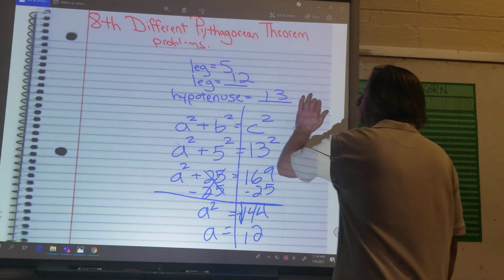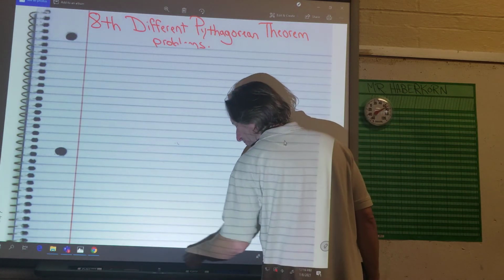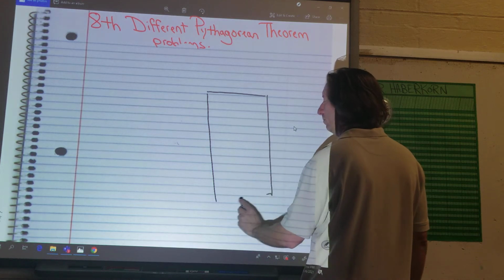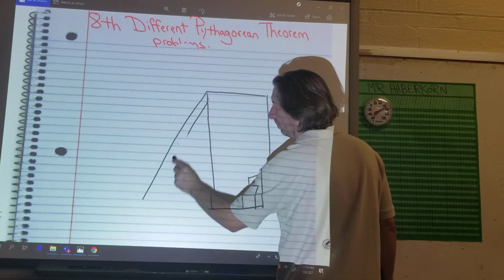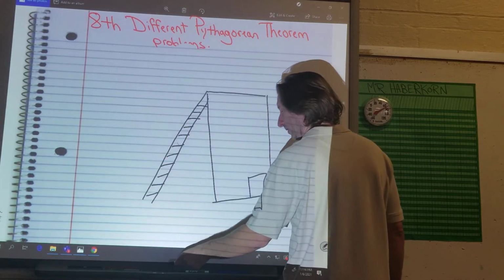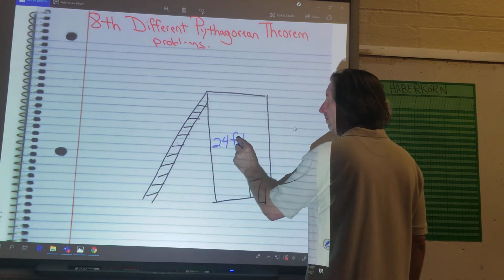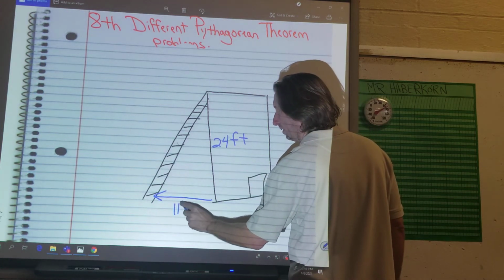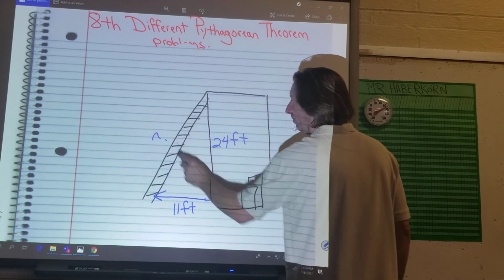Oh, I got one more to show you. I've seen this problem a lot on the OAA. You draw a tall building, and you have a ladder going up to the top of it. And they tell you that the building is like 24 feet tall. The distance from here to here is like 11 feet. And they want you to find how big is the ladder.